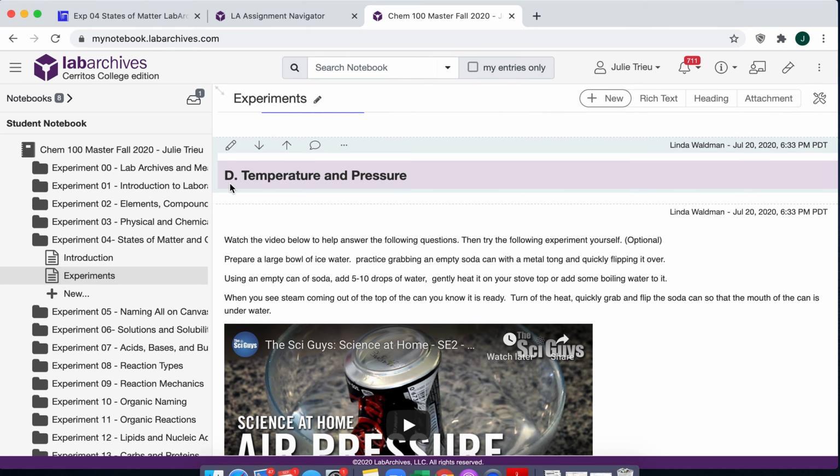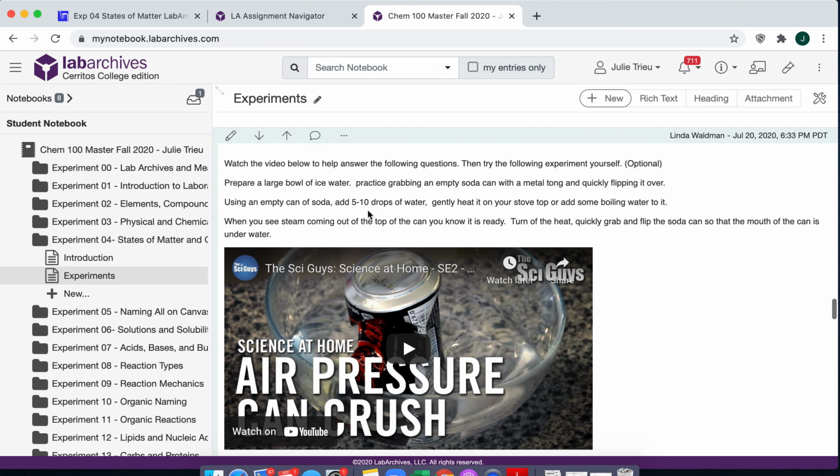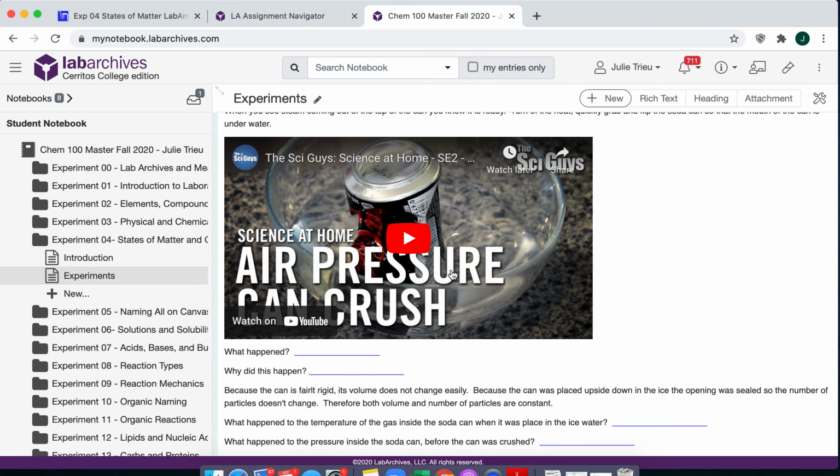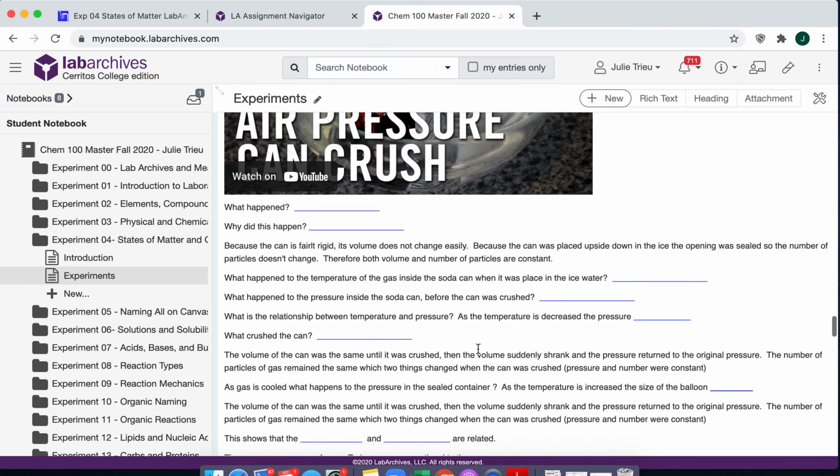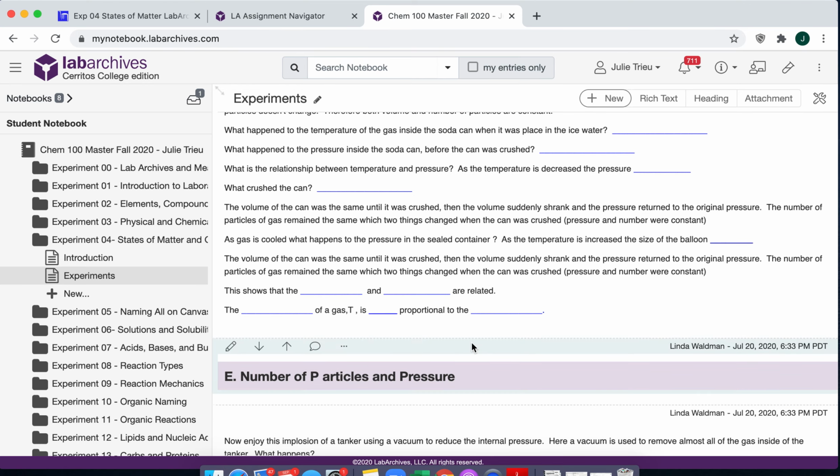And part D, we're going to find out the relationship between temperature and pressure. You don't have to do this experiment. There's a video provided for you, but you can also make it, though it is optional. Watch these videos. The people in the video prepare this experiment and explain it very clearly. You'll be able to answer all of these questions related to this. Same thing, find out their relationship again.